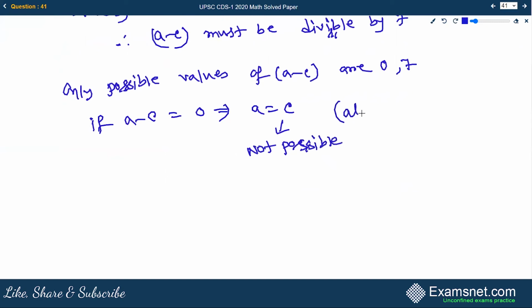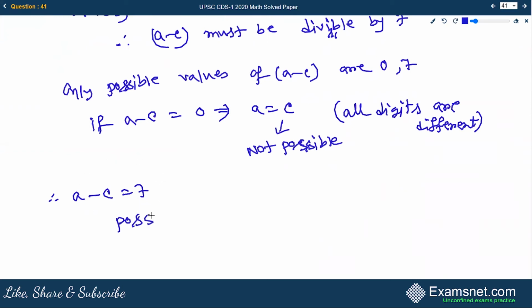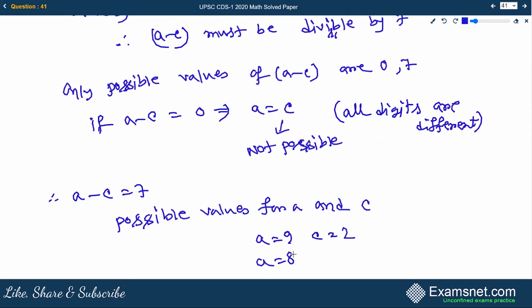Why? Because all digits are different. Okay. So here we can say, therefore, a minus c equals 7. So if a minus c equals 7, the possible values for a and c are: if a equals 9, c equals 2; if a equals 8, c equals 1. Okay, so only these, and c can't be 0.